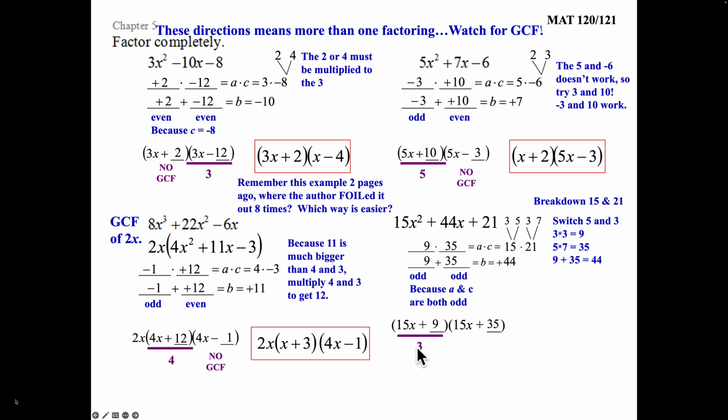Here we have a GCF of a 3. That's going to give me 5x plus 3. A GCF of 5, notice 3 times 5, that's the extra 15 we put in. That's going to give me 3x plus 7. And there's my final answer.